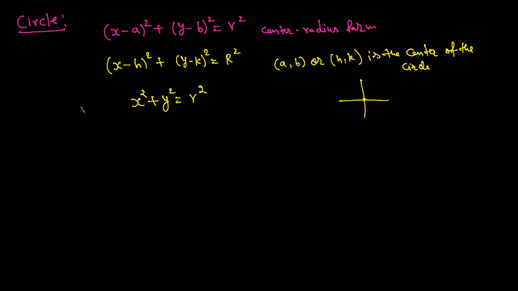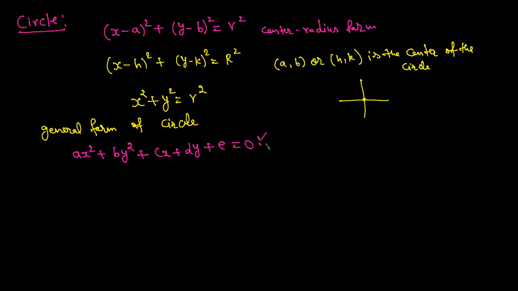Okay. And if the equation of a circle is given in the general form, so the general form of a circle is ax square plus by square plus cx plus dy plus e equal to 0. So this is the general form of the circle, and they ask you to find the center of a circle or the radius of a circle. What you need to do is convert this general form to this form over here, the center radius form. To do that, you need to use a method called complete the square.